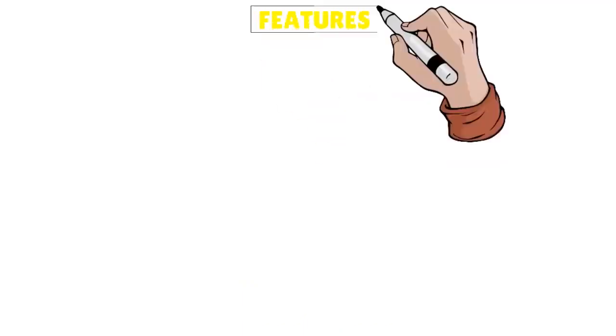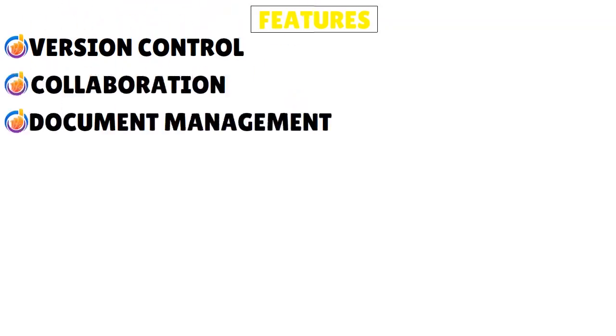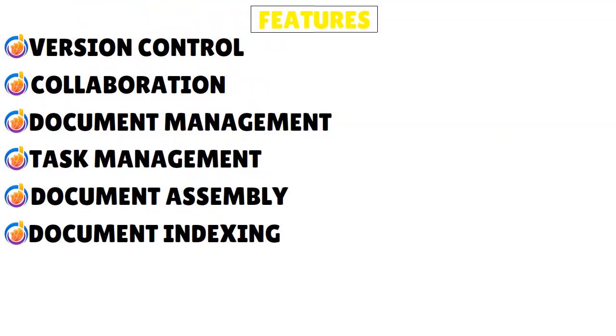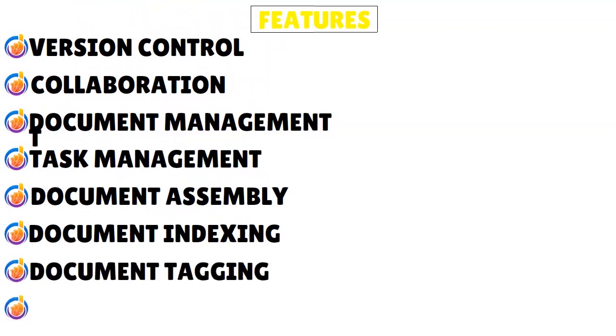Let's talk about features here. So, which software includes more features, better features? Let's have a conversation about that. So, when you think about Filevine, you got to think about version control. You got to think about collaboration. You got to think about document management. You got to think about task management, document assembly, document indexing, document tagging, and time tracking.